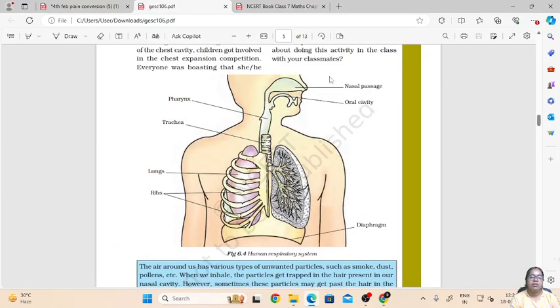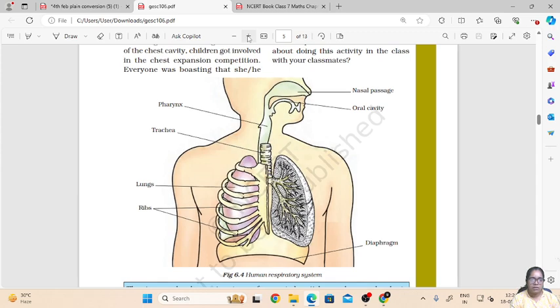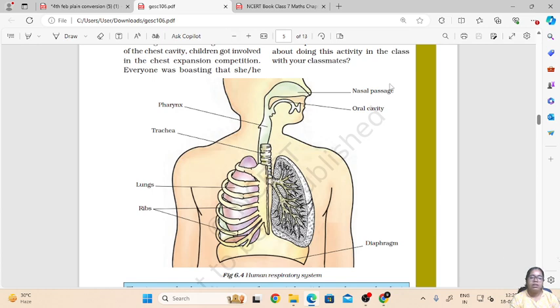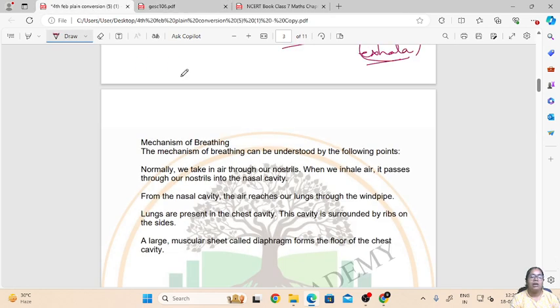So here this is the human respiratory system. We have a human respiratory system which will help in the breathing process. Okay, so now let us see how this breathing happens in an individual. The mechanism of breathing can be understood by the following points.